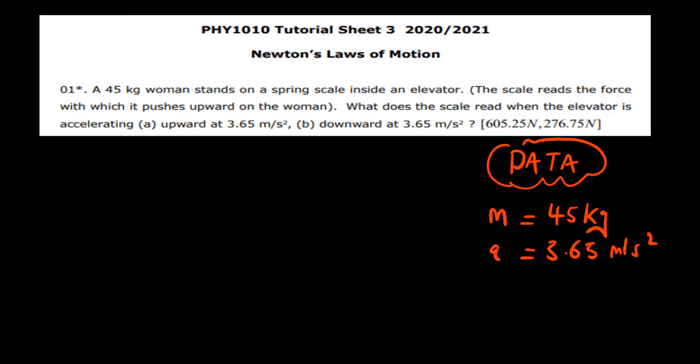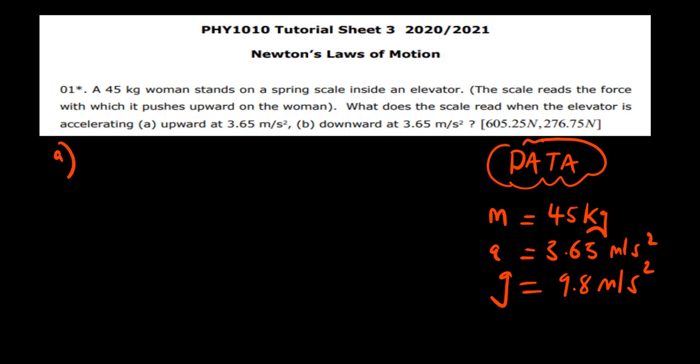Then what other thing have we been given? We're talking about her accelerating upward or downward, and there's this aspect of an elevator, so she'll be under the influence of gravity, right? So let's say the acceleration due to gravity is 9.8 meters per square second. So this is the data that we have. What are we trying to find? What does the scale read when the elevator is accelerating? So it means we're measuring the weight.